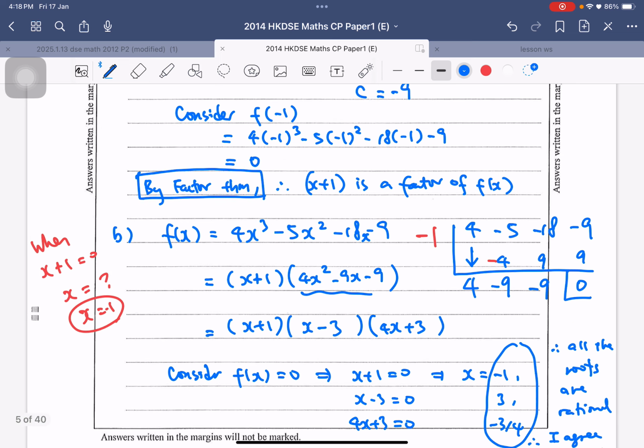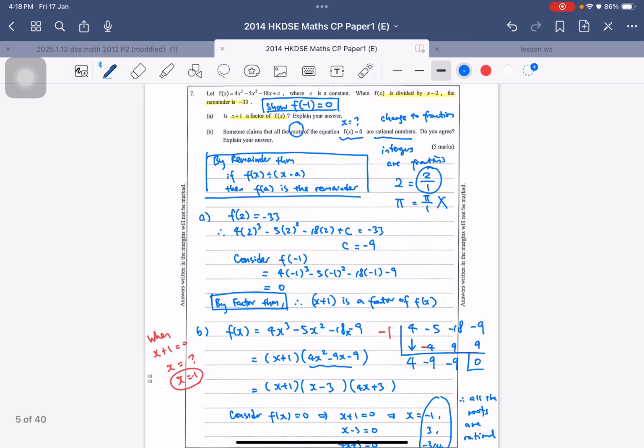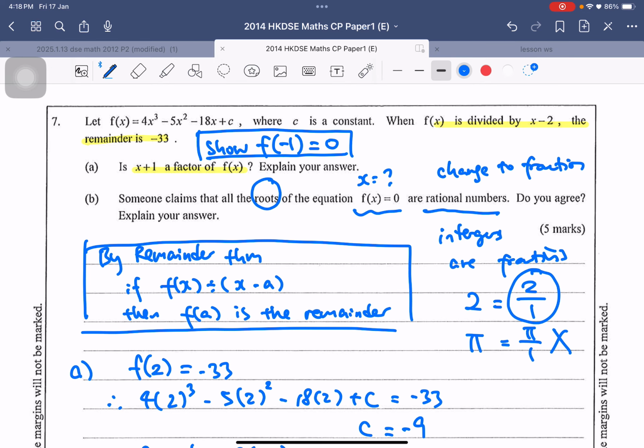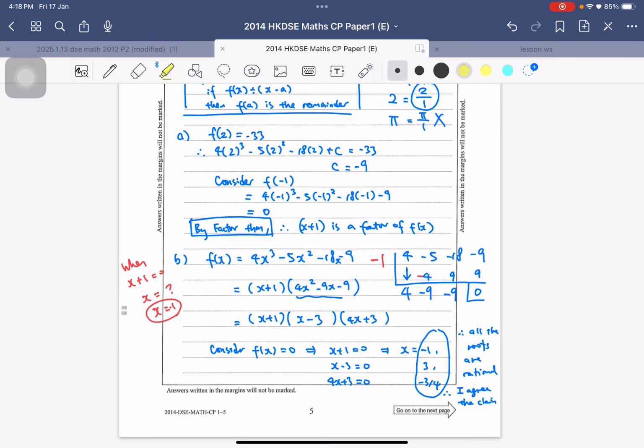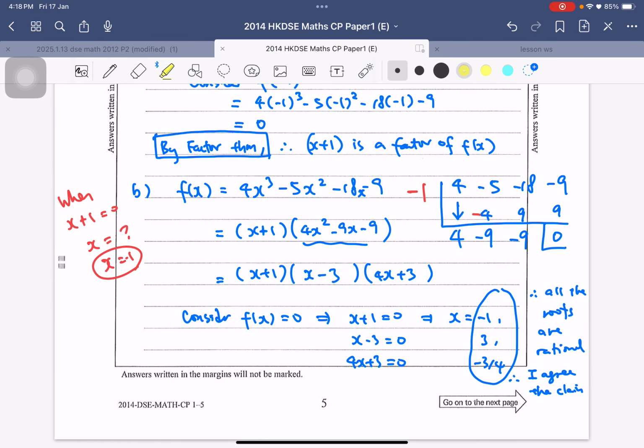So please answer the questions because they ask you about do you agree. So the last sentence must be I agree or I disagree. Okay? I'll give you some time to finish it. I know how to do this question. Okay, good.